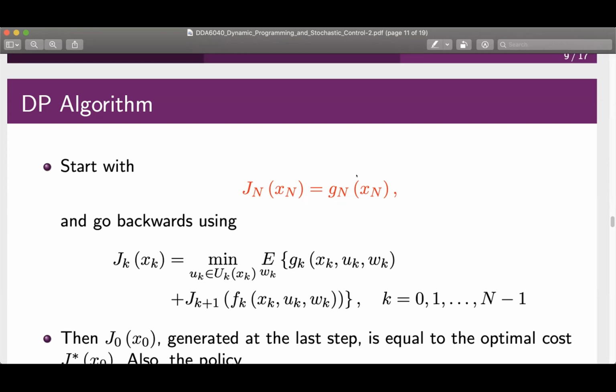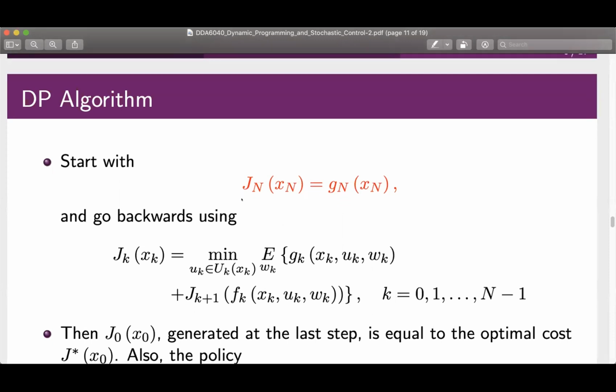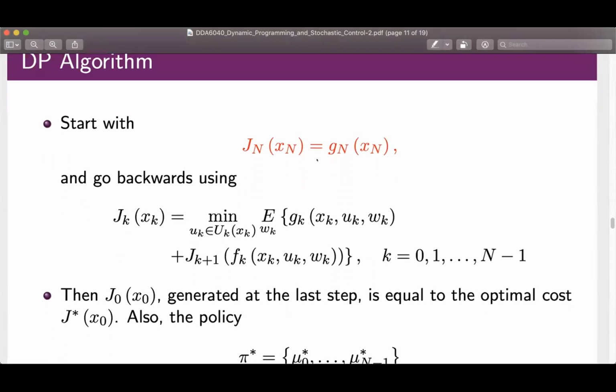Because at time stage n we don't apply any control, this g_N(x_N) is trivially the optimal cost at the final stage. Okay, this is trivial. And then we move backwards.